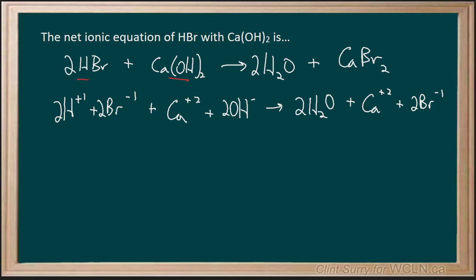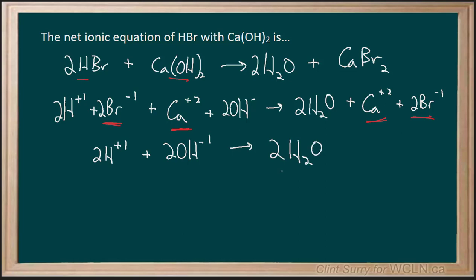To get to the net ionic equation, we need to remove the species that are found on both sides in the same form. So we can see bromide is an ion at the beginning and end, hasn't changed. Calcium is an ion at the beginning and end and hasn't changed. That leaves us with our 2 hydrogen ions plus our 2 hydroxide ions, making our 2 water molecules.